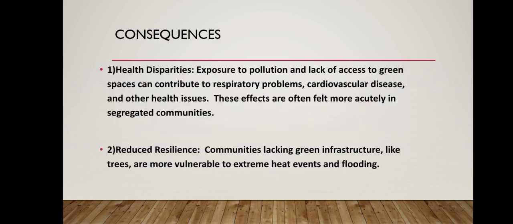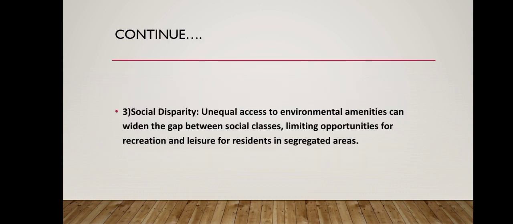Consequences: health disparities. Exposure to pollution and lack of access to green spaces can contribute to respiratory problems, cardiovascular disease, and other health issues. These effects are often felt more acutely in segregated communities. Reduced resilience. Communities lacking green infrastructure like trees are more vulnerable to extreme heat events and flooding. Social disparity. Unequal access to environmental amenities can widen the gap between social classes, limiting opportunities for recreation and leisure for residents in segregated areas.